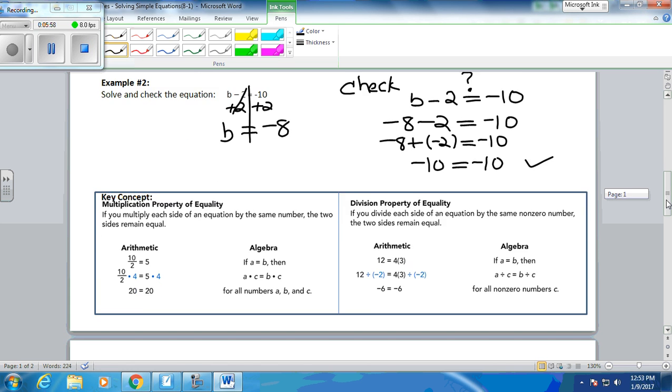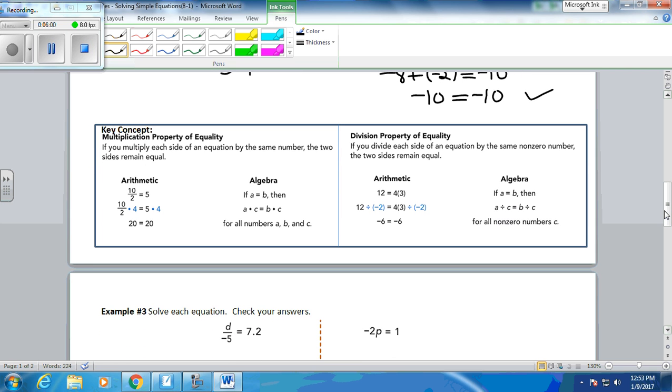The notes continue on to talk about the multiplication property of equality and the division property of equality. They both state that if you multiply each side of an equation by the same number, the two sides remain equal. Same thing with division. If you divide both sides by the same number, the two sides will remain equal. But notice they bring up the statement, if you divide each side of an equation by the same non-zero number, because remember, we can't divide by 0, that's undefined.